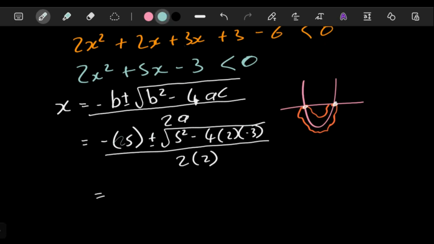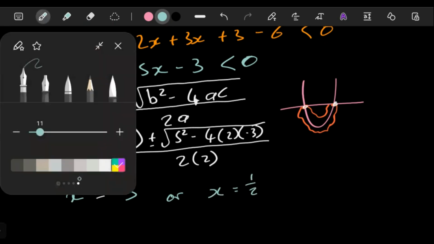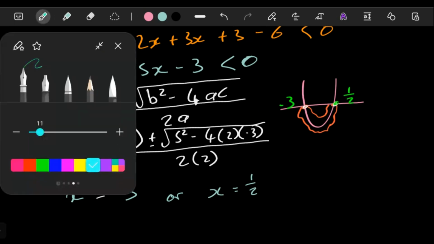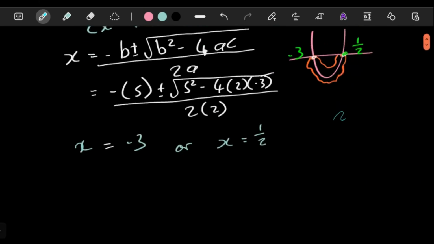Okay, so we're getting x is equal to -3. The other one, x is equal to 1/2. So obviously the -3 is the one that starts first. So we're going to put a -3 over here, positive 1/2 there. So you can clearly see the x values have to be bigger than -3, and they also have to be smaller than 1/2. So here we can say x is bigger than -3, and x is smaller than 1/2.